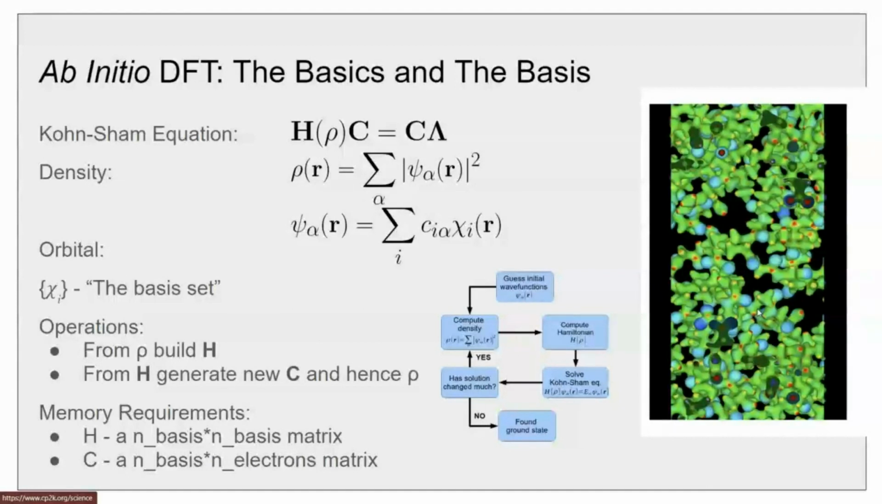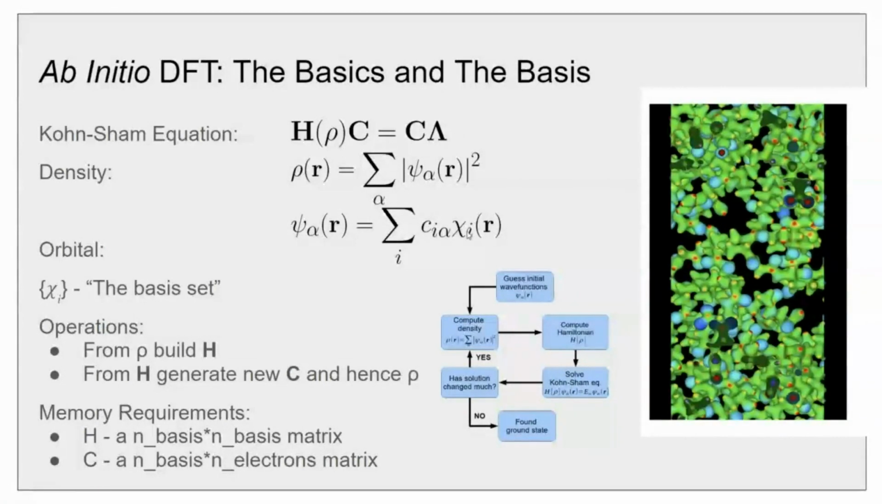And CP2K tends to use Gaussian basis functions as the primary basis functions. So sat on an atom, you've got different types of Gaussians, different widths, and by multiplying them by a polynomial, you can get extra flexibility.